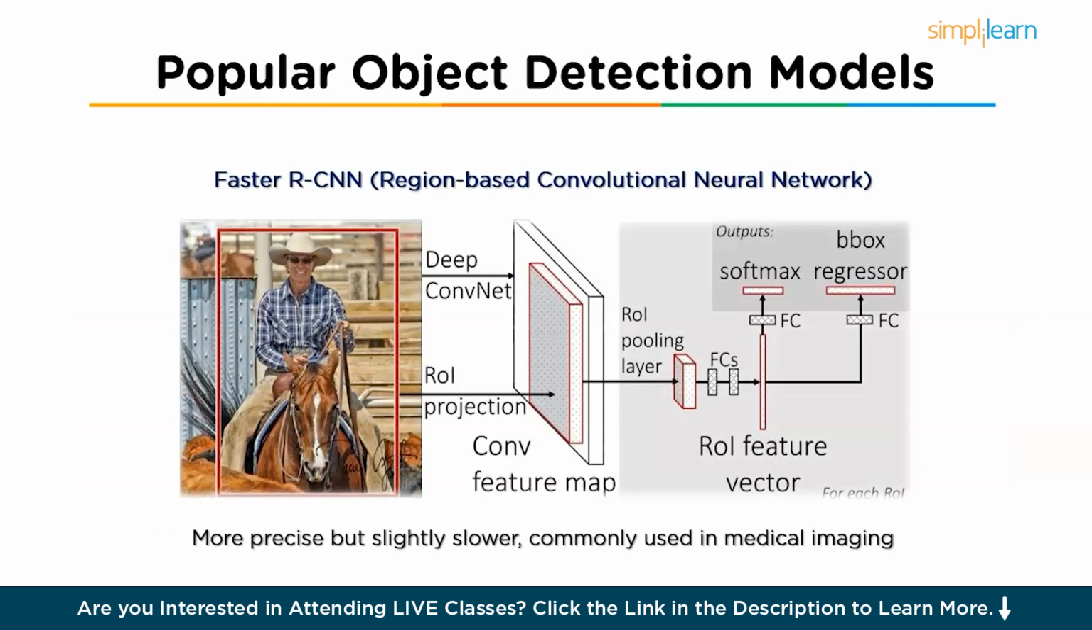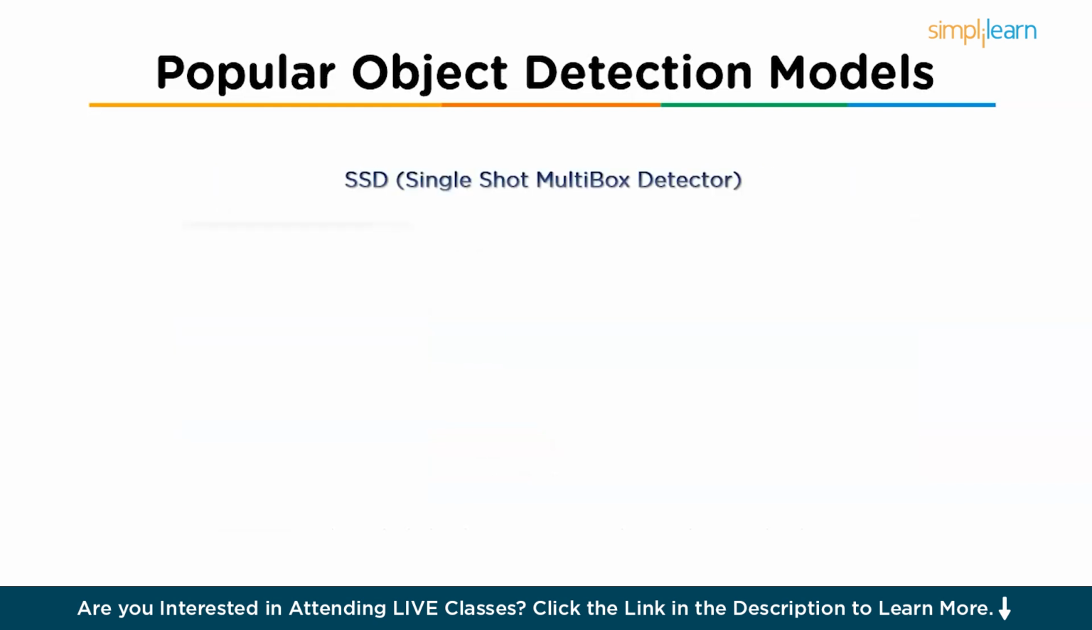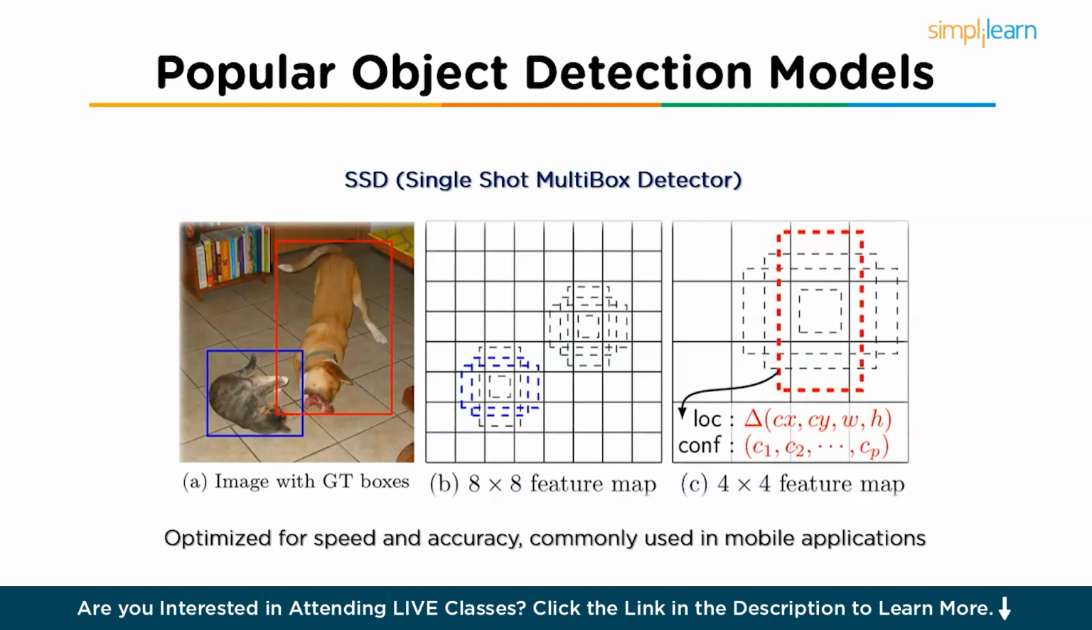And then there is Faster R-CNN, which stands for Faster Region-Based Convolutional Neural Network. This is more accurate but slightly slower, used in medical imaging. And then there is SSD, which stands for Single Shot MultiBox Detector. This is a balance between speed and accuracy, and it is often used in mobile applications. Each of these models has its own strengths, but they all follow the same fundamental idea: detecting objects and locating them in images or videos.